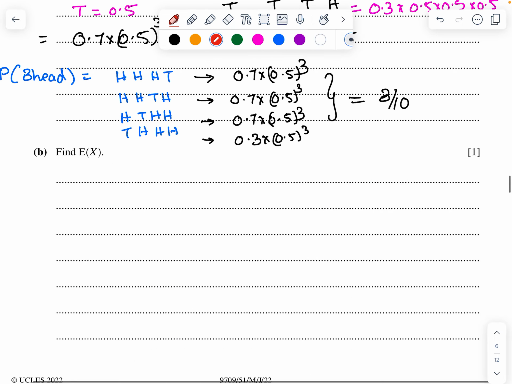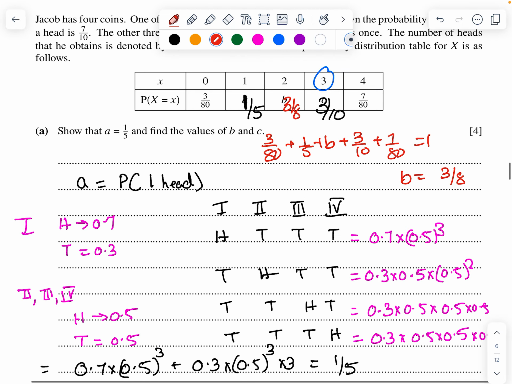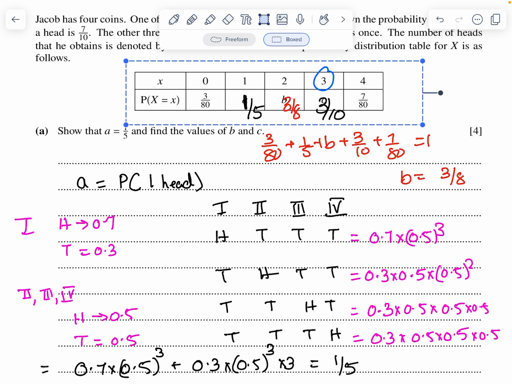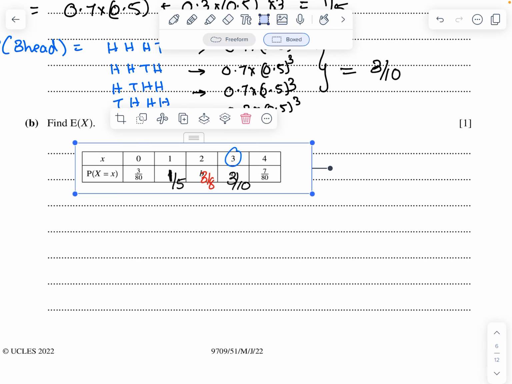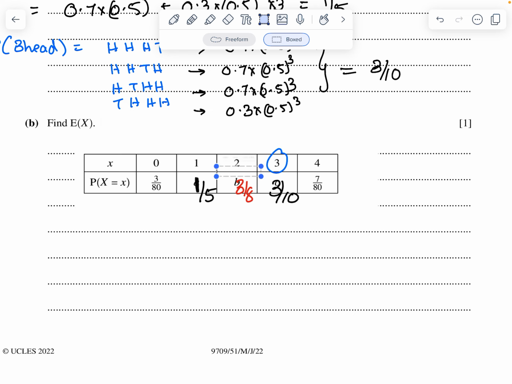Hence find the expected value. So what am I going to do? I am going to draw this copied on this table over here to get the expected value.